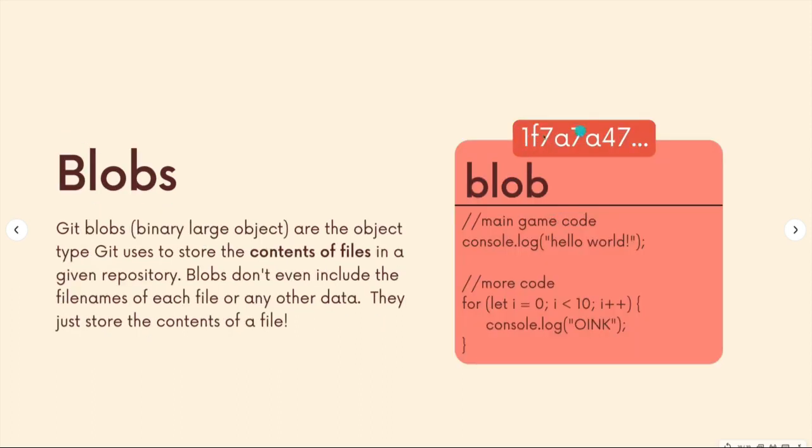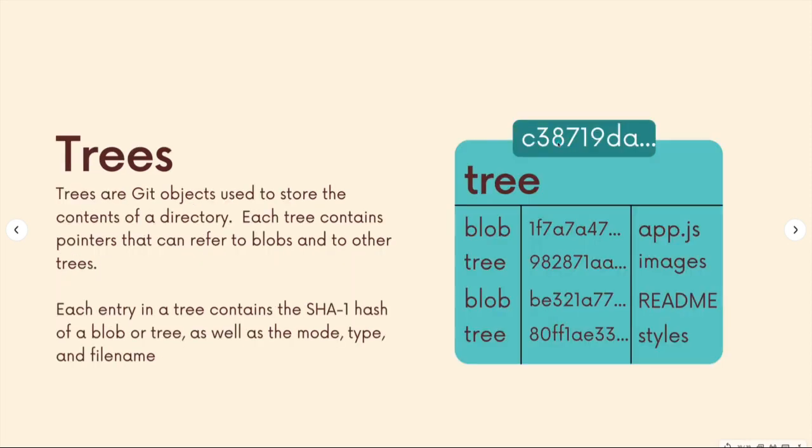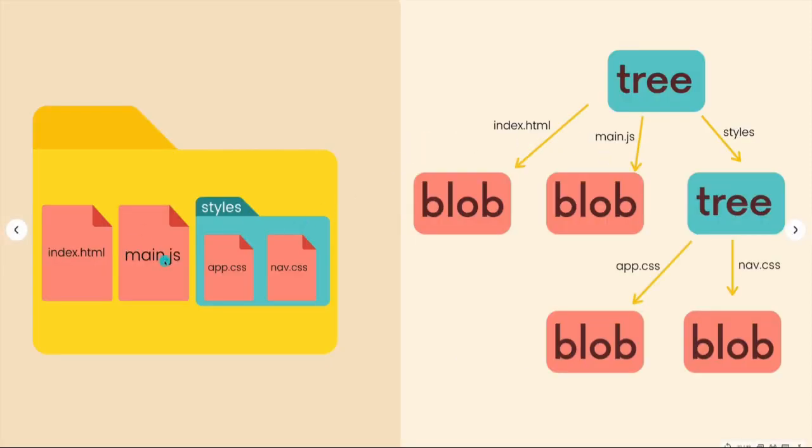1F7, that's this blob. Then the same thing for this main.js file. It points to that blob, whatever that hash is, and names it. But then it refers to another tree called styles. And that tree contains two blobs: app.css refers to one blob, nav.css refers to another blob.